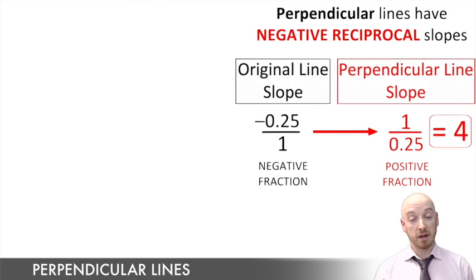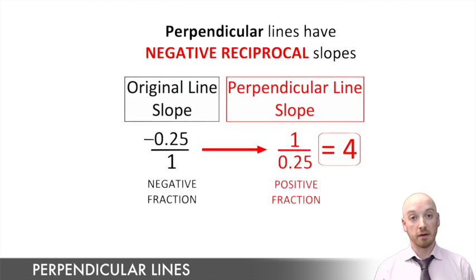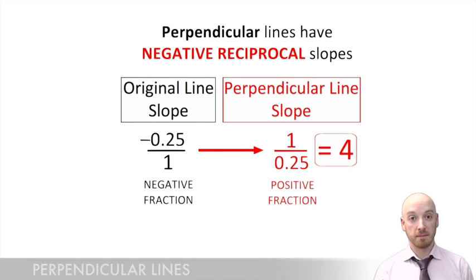If it was starting out positive, it would be coming negative in the negative reciprocal. Now that you get the idea of what negative reciprocals are in perpendicular lines, watch these couple of examples on how they might ask this on an exam.